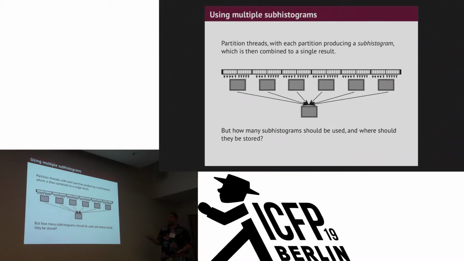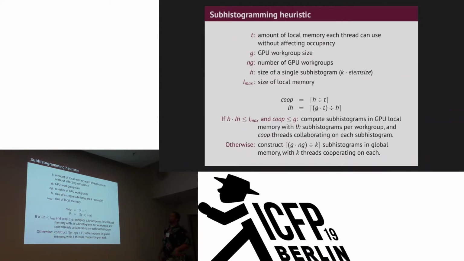but which is very fast. And it's also very limited in size. You have like 64 kilobytes per streaming multiprocessor on the GPU, so not all subhistograms will be able to fit in local memory. So we have this complicated formula that is based on, well, how much local memory can each thread use without reducing occupancy, because if you use too much of it, then the GPU can have fewer threads in flight, and other threads have to wait, so you lose parallelism, which we don't want.